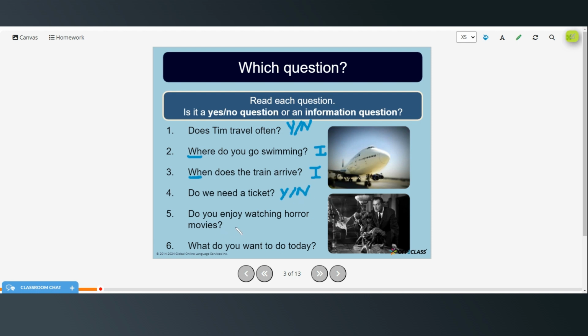Do you enjoy watching horror movies? Again, this would be a yes, no question. Either yes, I do, or no, I don't. And what do you want to do today? Okay, so here we have a WH word at the beginning, so that tells us that this is an information question.